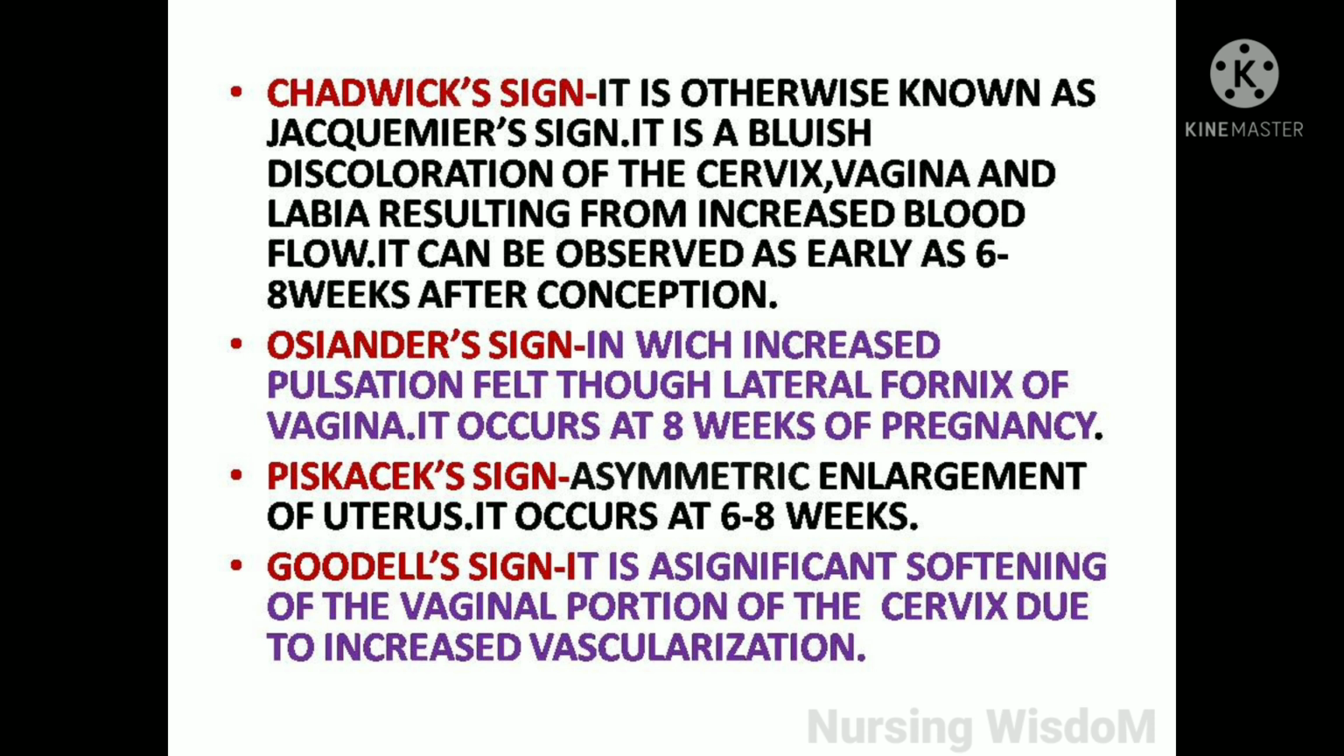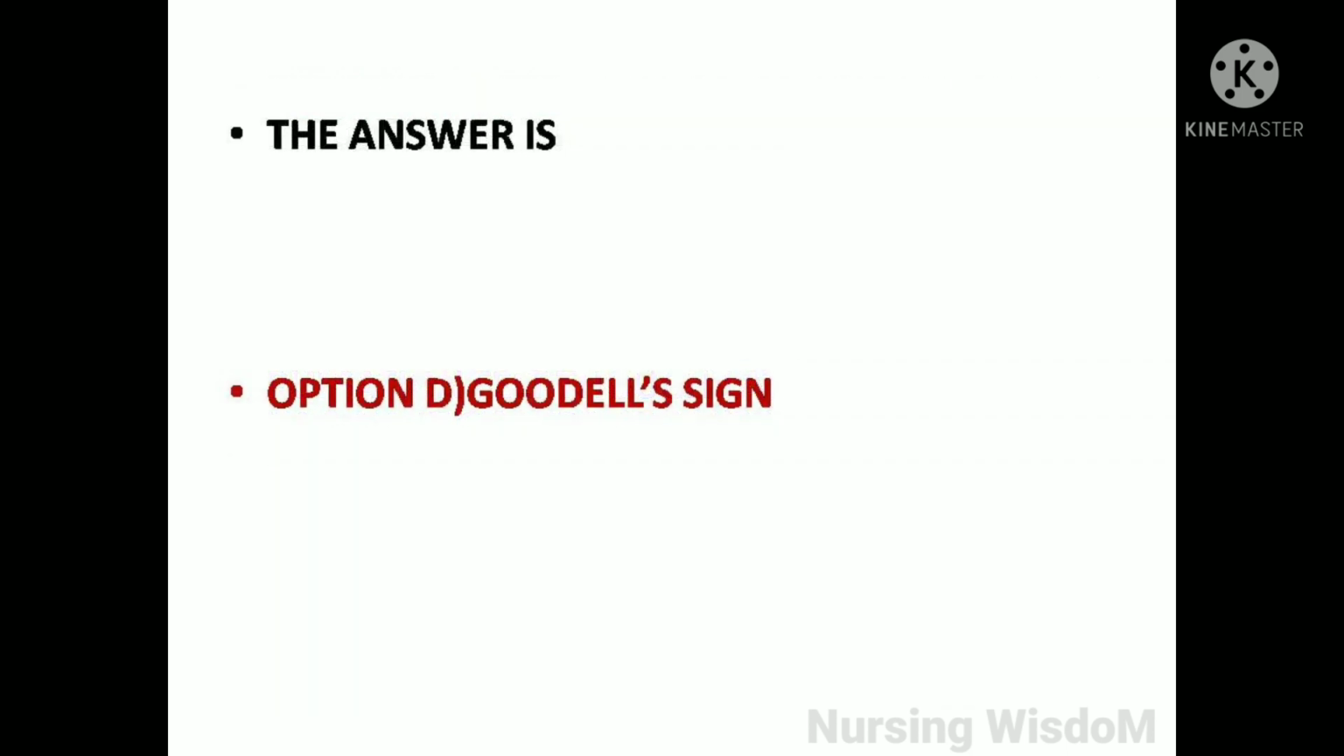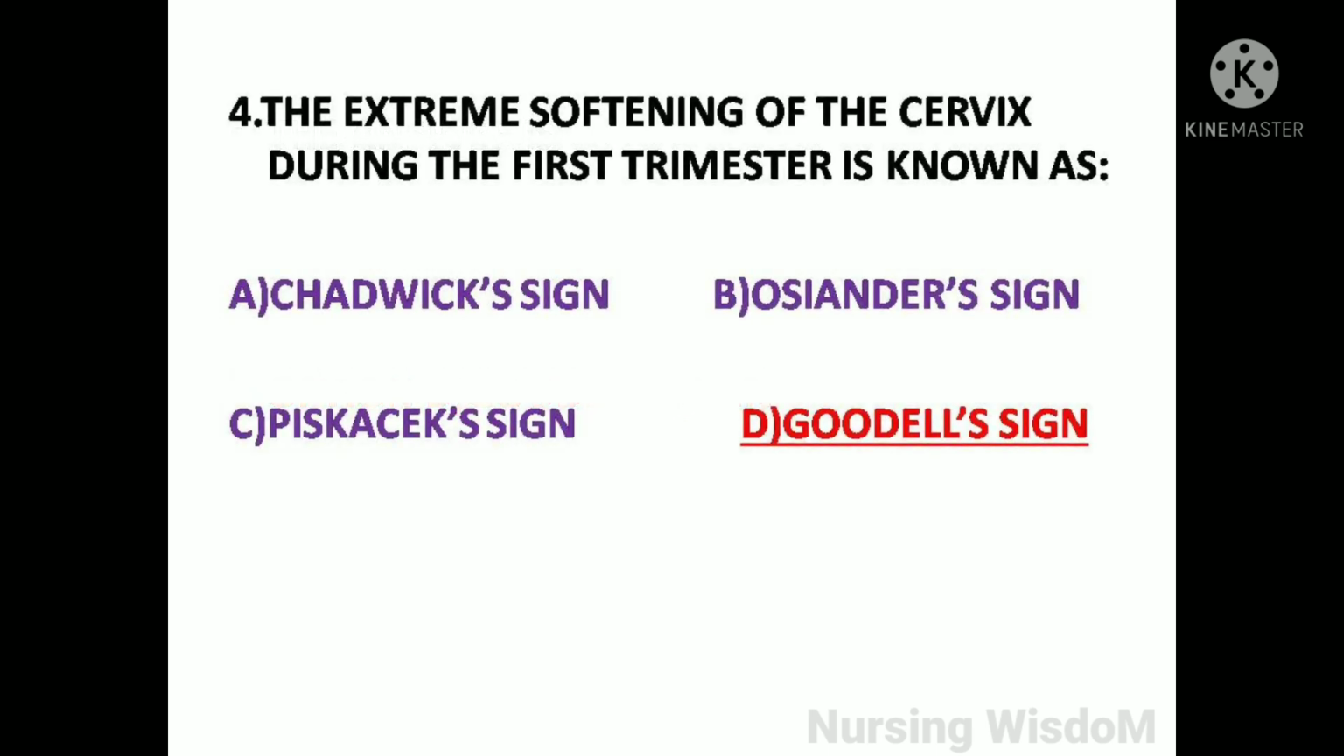Osiander sign, in which increased pulsation is felt through the lateral fornix of the vagina. It occurs at 8 weeks of pregnancy. Fischhoek sign, asymmetric enlargement of the uterus. It occurs at 6 to 8 weeks. Goodell sign. It is a significant softening of the vaginal portion of the cervix due to increased vascularization. So the answer is option D, Goodell sign. The extreme softening of the cervix during the first trimester is known as option D, Goodell sign.